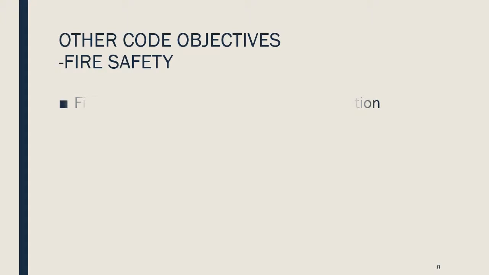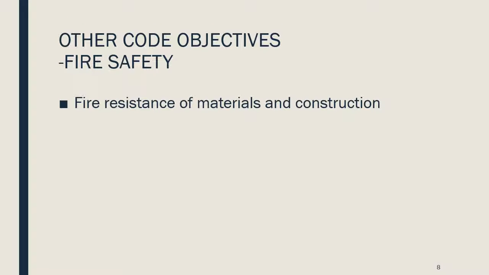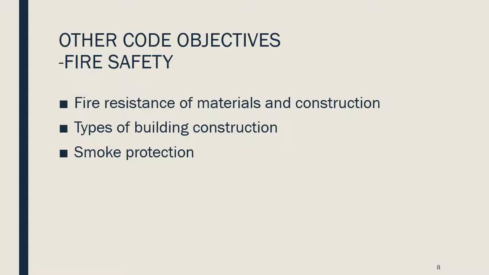Some other code objectives would be fire safety. We're talking about the construction and the resistance of the materials to fire. Certain types of building construction, fire rating, the ability of a partition to prevent the spread of fire. Smoke protection, either preventing smoke, evacuating smoke, or alerting people to smoke. Means of egress. If there is a fire or an emergency, what is the quickest way out of the building?